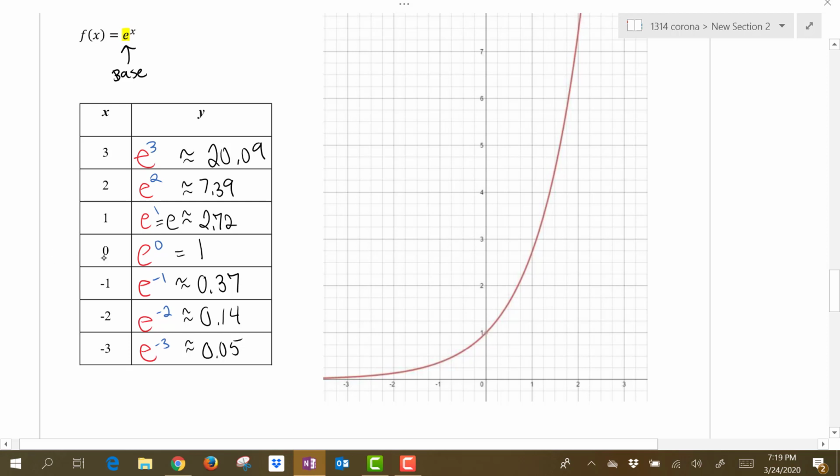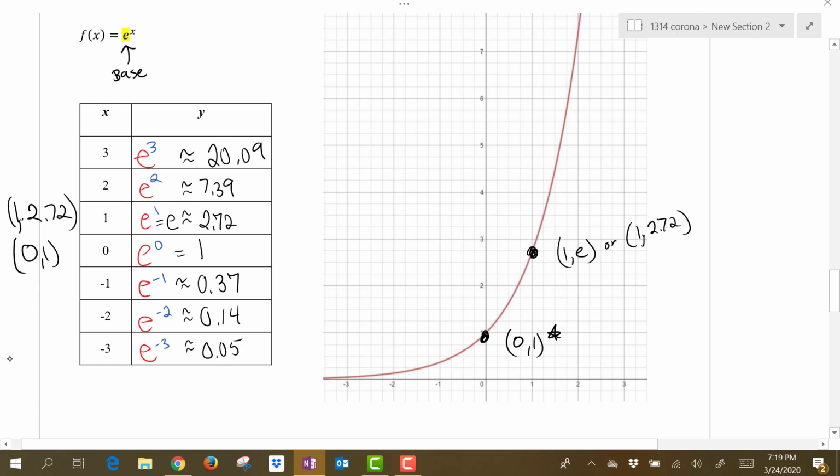So let's plot some of these points. Let's do (0, 1) first. (0, 1) is here, and you'll notice that this particular point was on all 3 of the graphs that we looked at so far. Now (1, e), or (1, approximately 2.72). That's about right here, right? At x equals 1, the y value is just below 3. You can write (1, e), or (1, approximately 2.72).